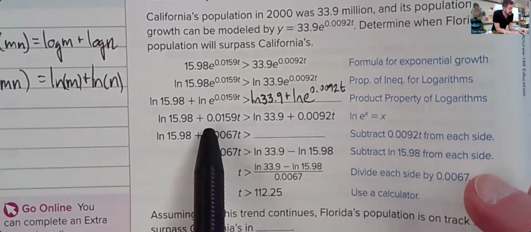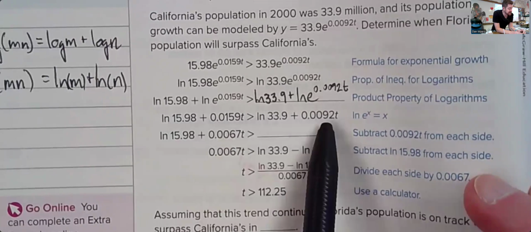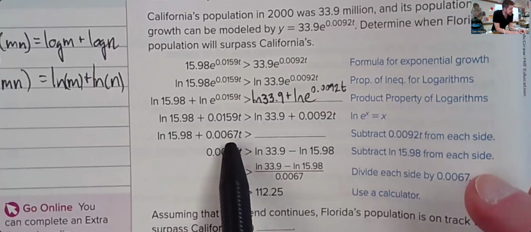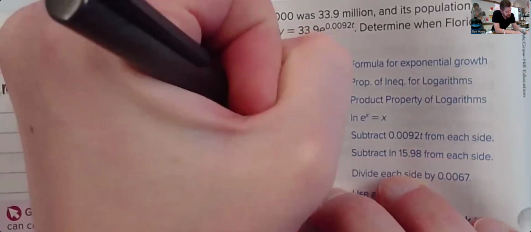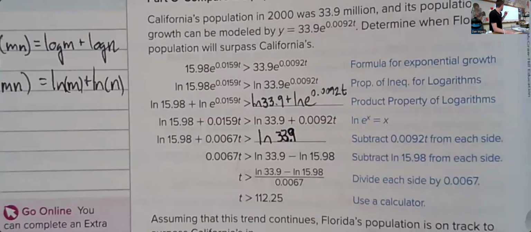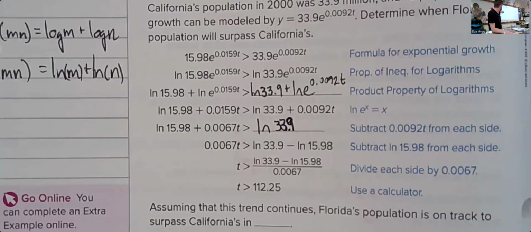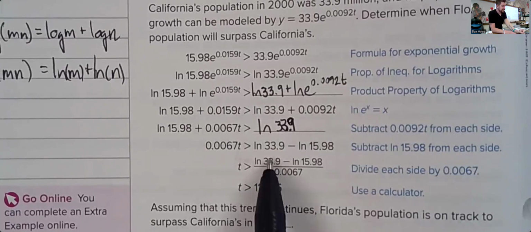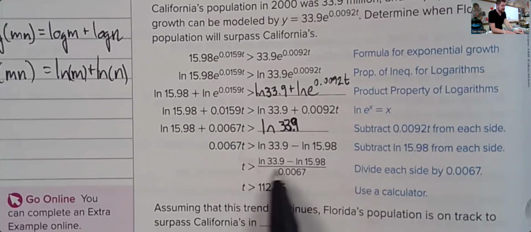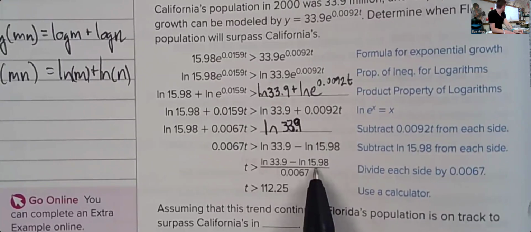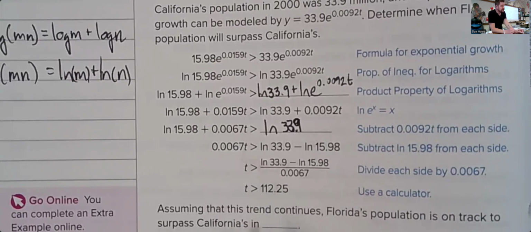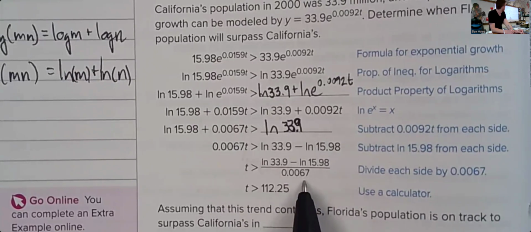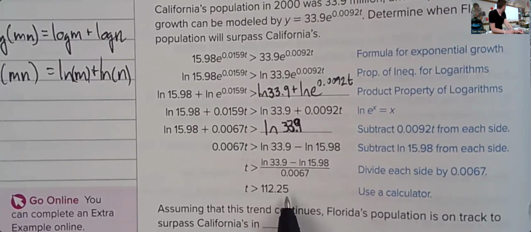0.0092t from both sides, and then 0.0159 minus 0.0092 equals 0.0067t, which means we still have an ln of 33.9 on the right side here. To get the term with t by itself, subtract the ln of 15.98 from both sides. There it is. And thank goodness they didn't estimate that one. They just left it as subtraction of natural logarithms, which is what they should have done. Then to solve for t, we divide by 0.0067 on both sides, and the answer is 112.25.